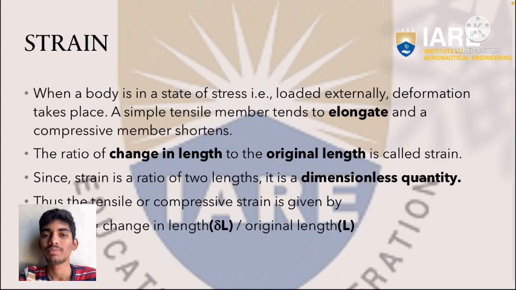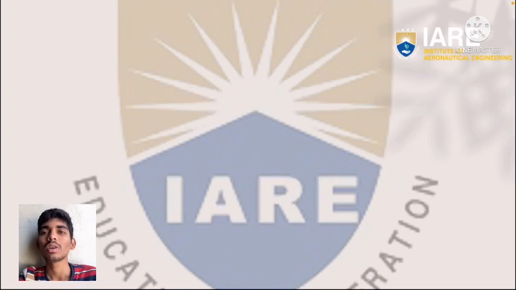Thus, the tensile or compressive strain is given by strain equals change in length by original length, where it is denoted by small e. Small e equals delta L by L, where small e is strain, delta L is change in length, and L is original length.